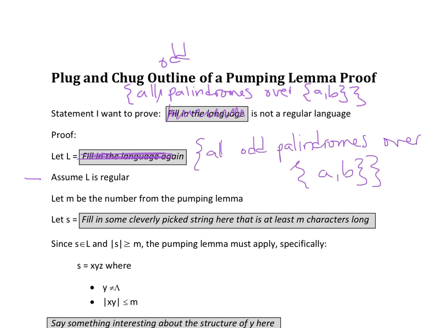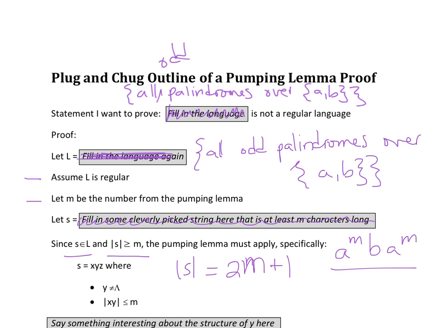Assume L is regular. Let M be the number from the pumping lemma. Let S equal A to the M, B, A to the M. Since S is in my language, yes it is, right? Because that's a palindrome of odd length. And the length of S is greater than or equal to M, because the length of S actually equals 2M plus 1, right? The pumping lemma must apply.